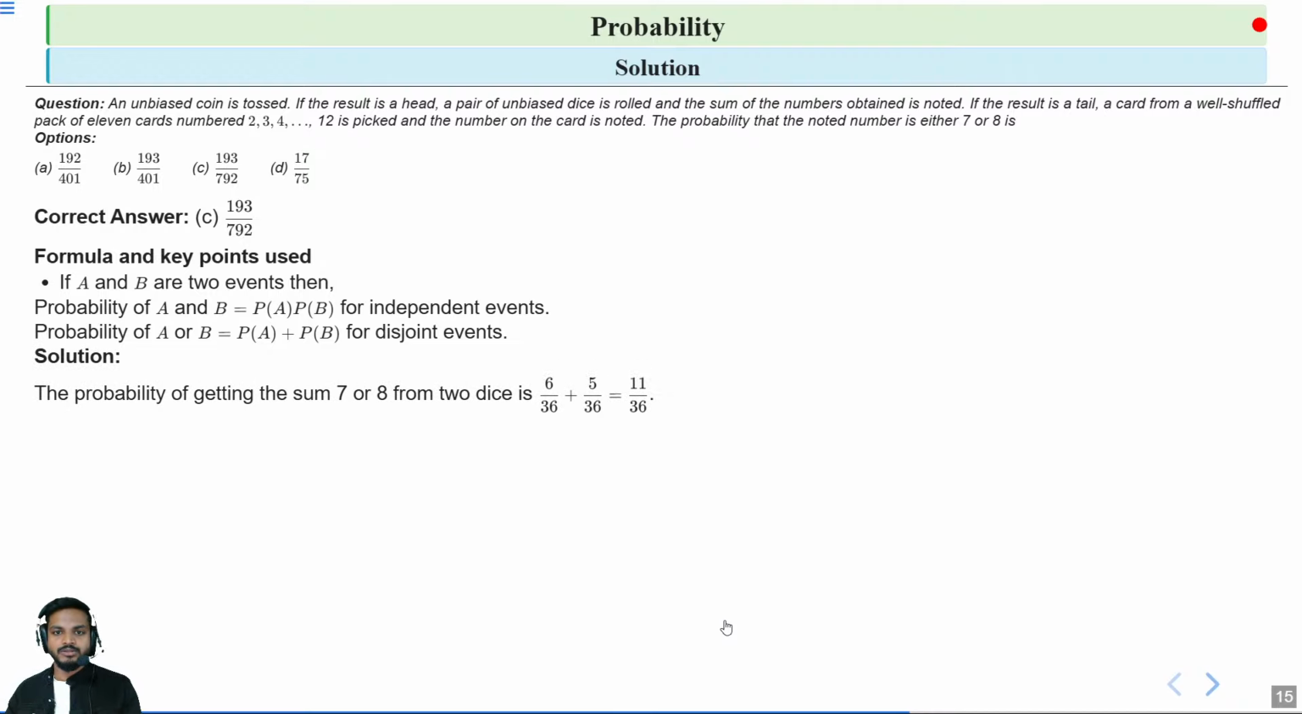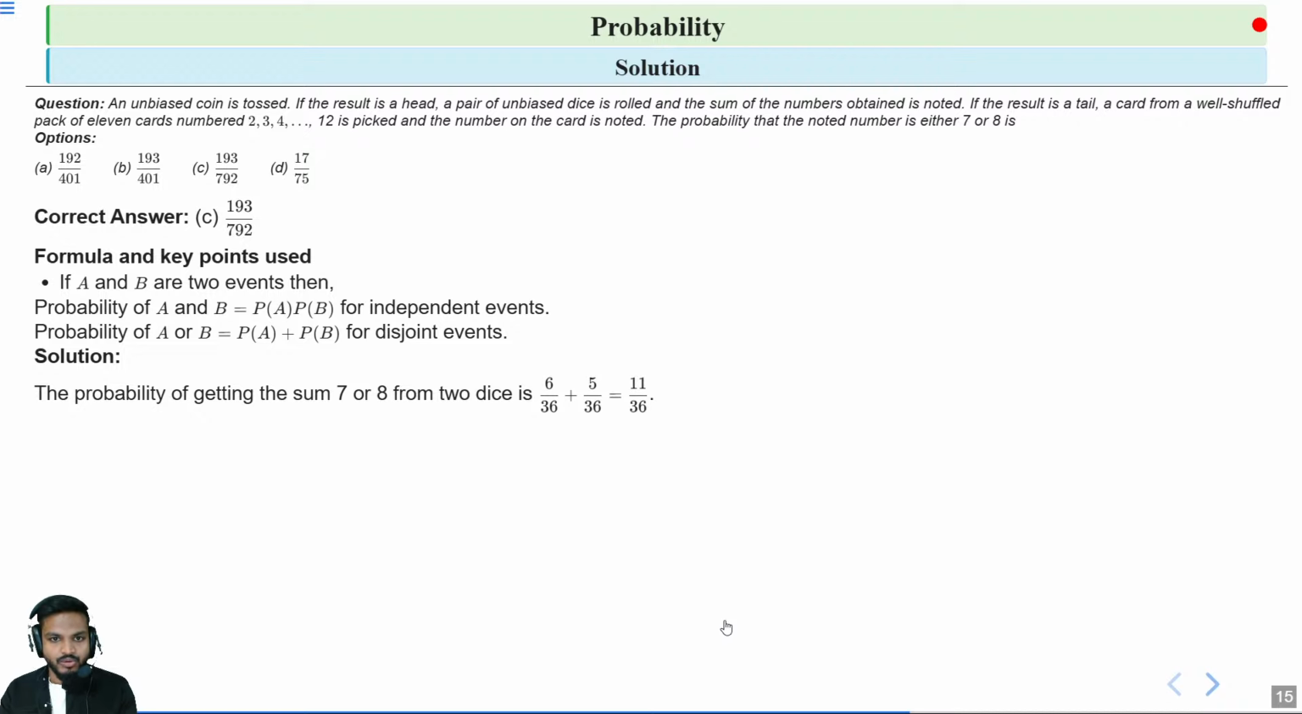So in this question, we are asked to find the probability that the noted number is 7 or 8. But there are two cases. If your result is head, then a pair of unbiased dice is rolled. What is the number of possible outcomes? It can be 36, 6 into 6. It can be 1 comma 1, 1 comma 2, 1 comma 3 till 1 comma 6, then 2 comma 1, 2 comma 2. In such a way, ordered pairs (A, B) where A lies from 1 to 6 and B lies from 1 to 6. Then we note the sum of the numbers on the dice.